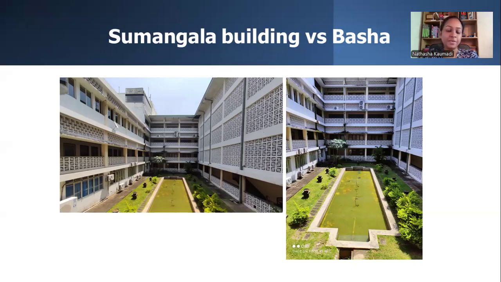Now if you can, just imagine the Basha building. Where is the main entrance? The main entrance is located opposite to the ground. Now, from the ground side, from the hostel side, natural airflow, natural ventilation is coming from that side. But the main entrance of Basha is located opposite to the natural ventilation.